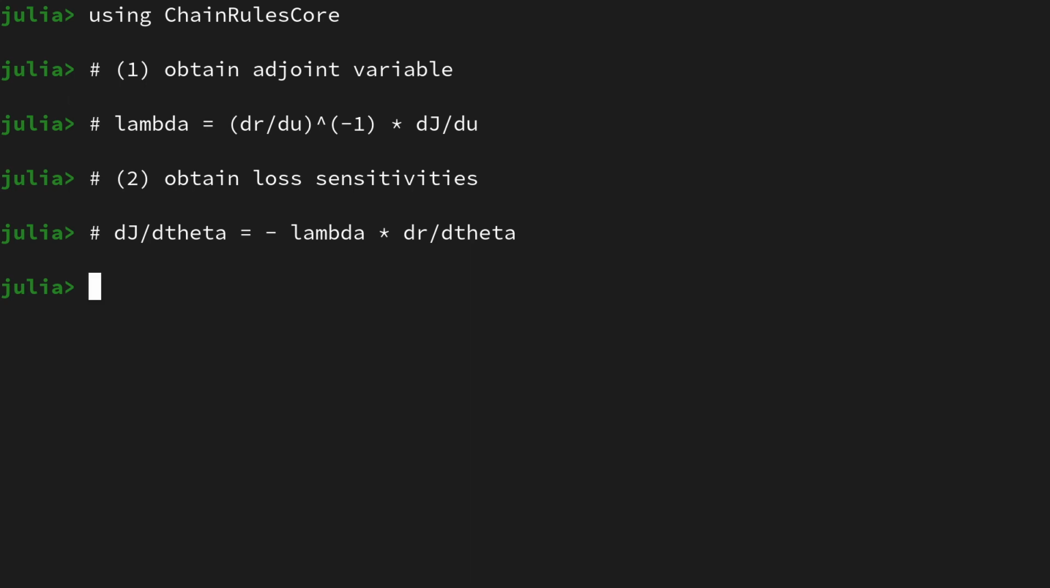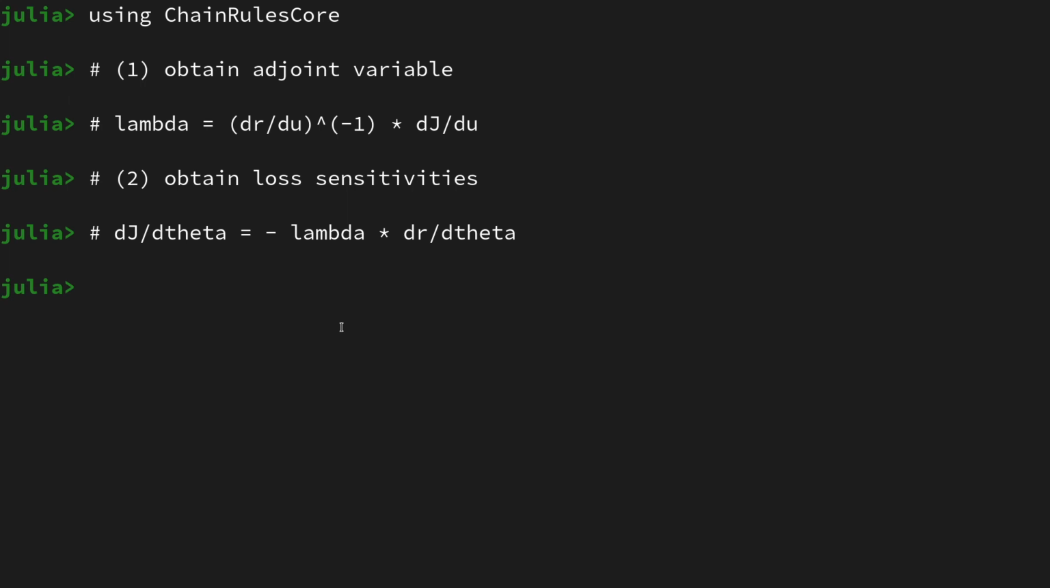And the way we're going to implement that is to be a little bit more general, because this particular information, dJ by du, could also be coming from a longer chain. So what we're going to implement now is something that might be valid for even longer compositions, not just this small composition with obtaining a root and then plugging it into a loss functional. Okay, but how does that work?